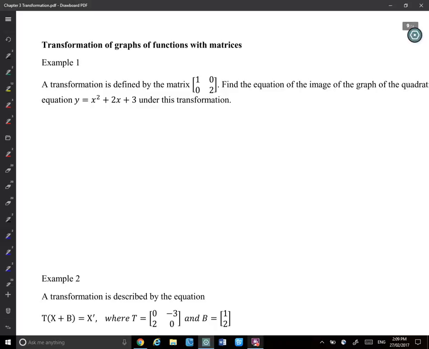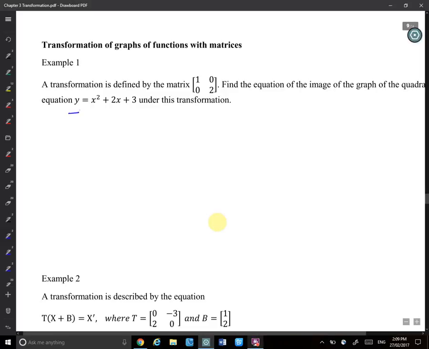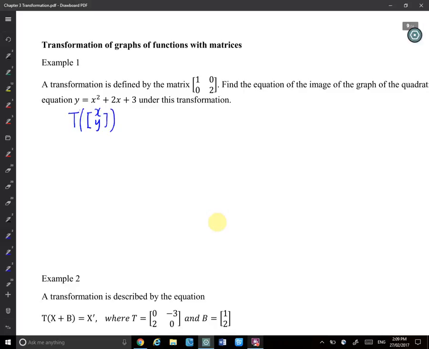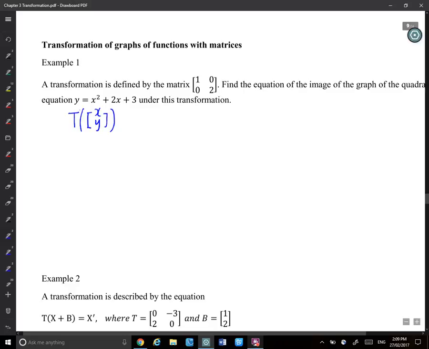There's a particular way we can write this. We write T bracket matrix xy. This means the image of this matrix, the image of the x and y, so this xy under the transformation. And that equals what has been applied times the old coordinates.